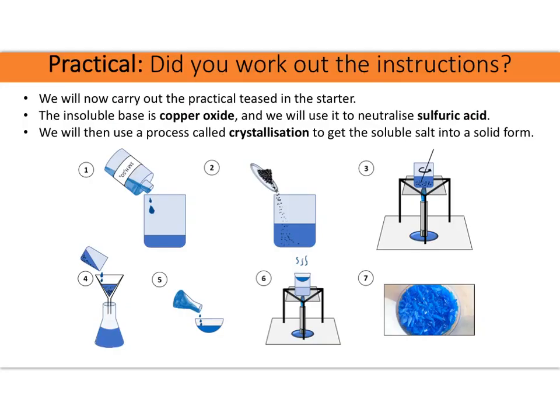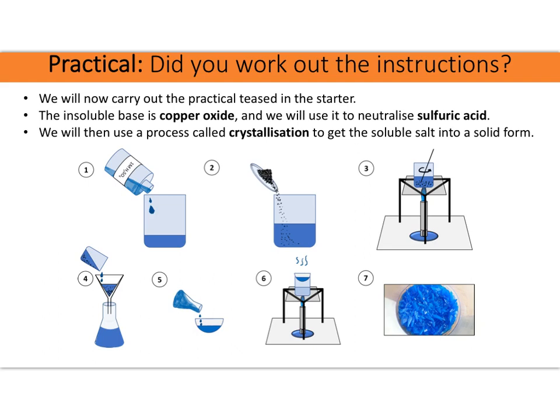Okay, so this is the core practical that we're going to need to do. It's based on the metal oxide and acid reactions that we've just been looking at. So in number 1, we're measuring a specific volume of, in this case, sulfuric acid. We're going to be adding copper oxide. Copper oxide is a black powder. And so we add the copper oxide to the sulfuric acid, and we heat the mixture gently. That's what part 3 is showing.